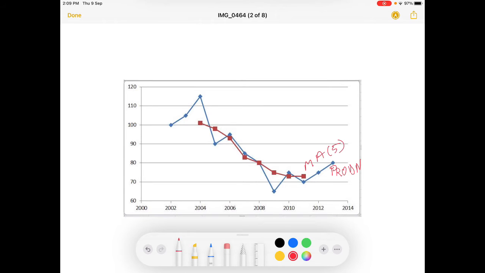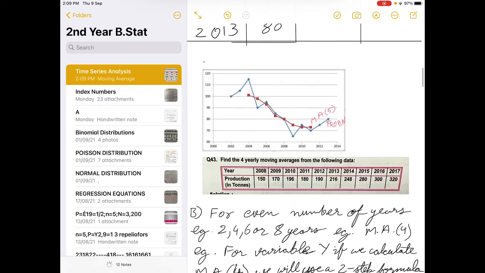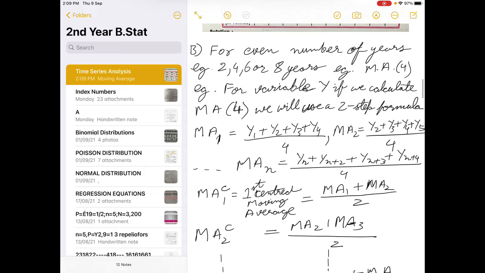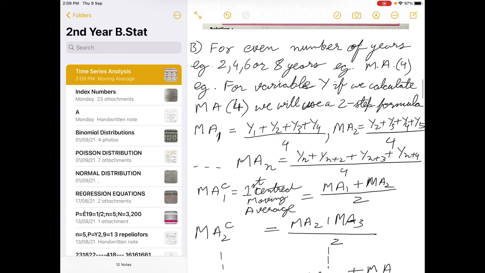You can see in the graph here, there is an approximate movement shown by the moving average curve against the production curve. Now let's move on to the next one, where we calculate the moving average for an even number of years. For example, the 4-year moving average for the data.